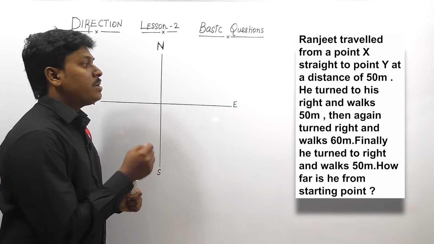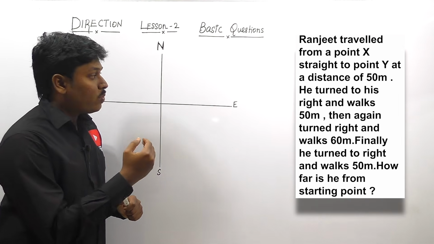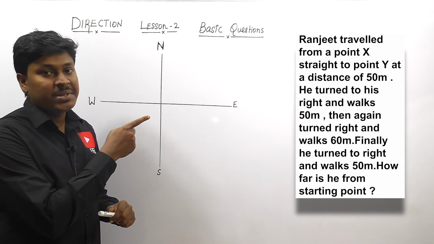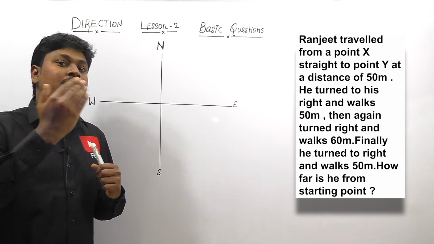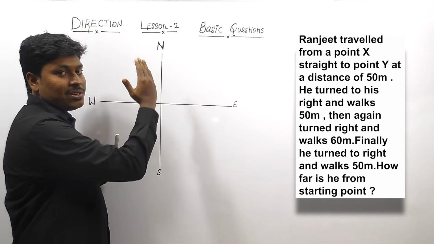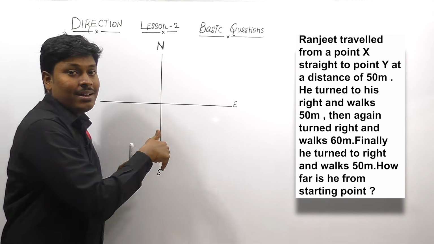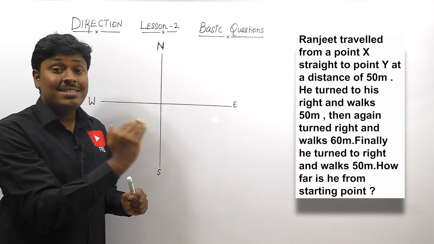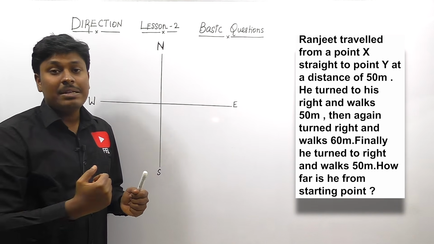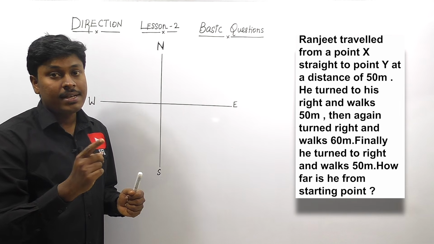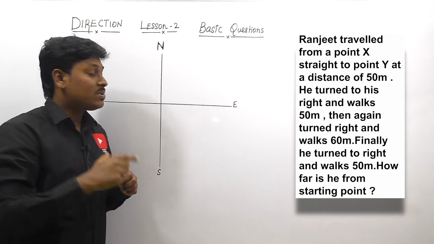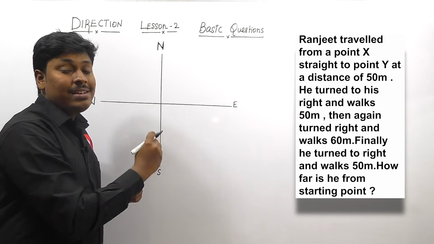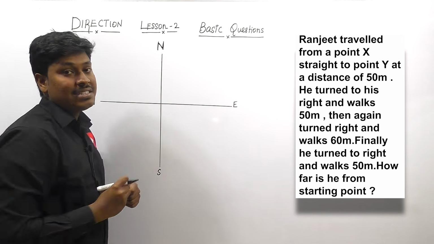Ranjit travelled from a point X straight to point Y at a distance of 50 meters. Friends, most important question, that is question number 8. If a person walks towards north, we know that the person is walking towards north. If a person is walking towards east, west, south, it will be easy. Look at the question. Ranjit travelled from a point X straight to point Y. Friends, in the basics itself I have told you one important thing: if a person is going straight, then definitely the person must go towards north. So friends, from the point X he is going straight 50 meters and reaches the point Y.